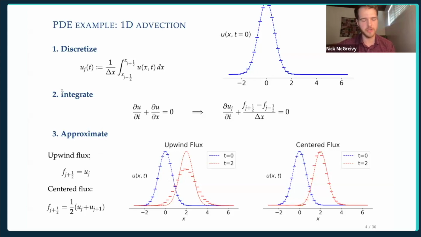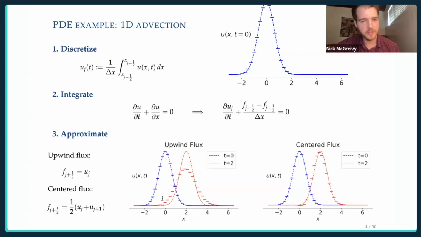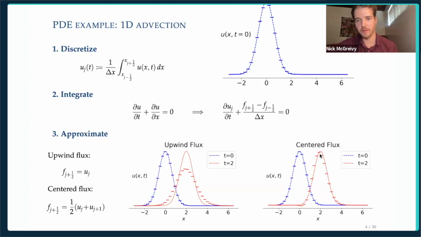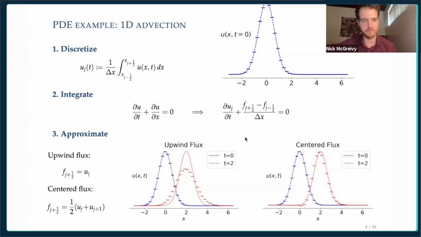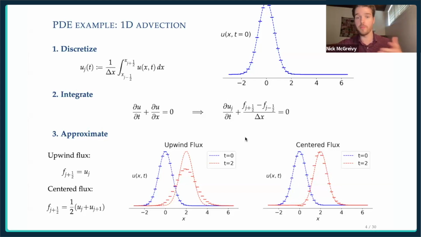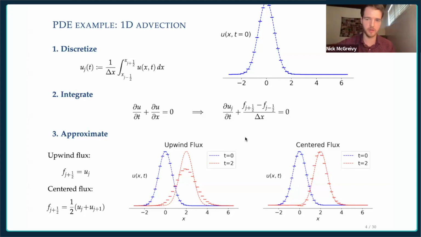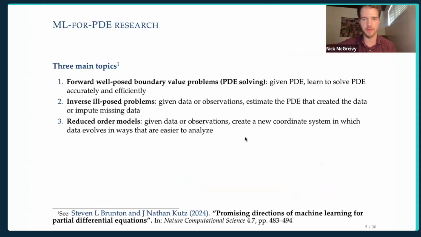So after you've integrated the equation, you're going to approximate in some way. The details here aren't super important, but basically we can see that different choices of approximation scheme are going to get you different levels of accuracy and different qualitative characteristics as well. So these are what we call standard numerical methods, because they're the standard way of solving PDEs. Now, enter machine learning.